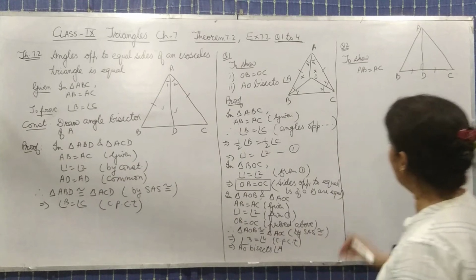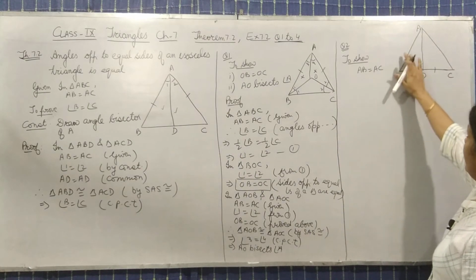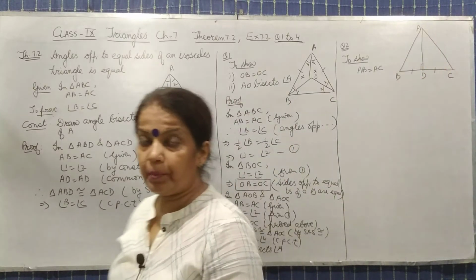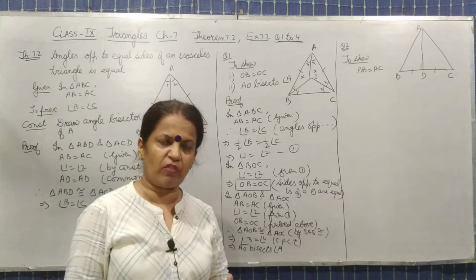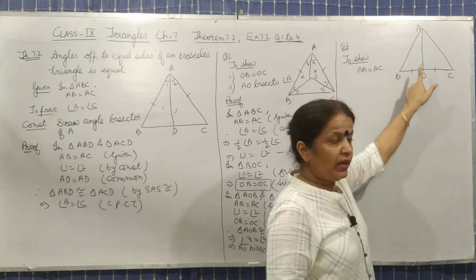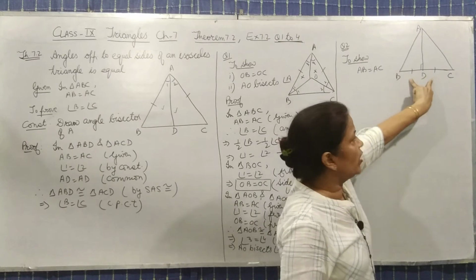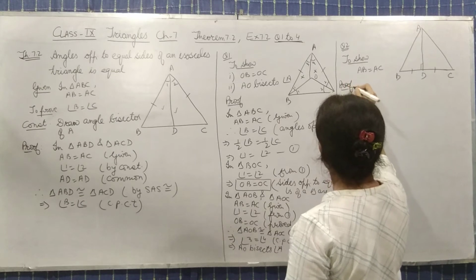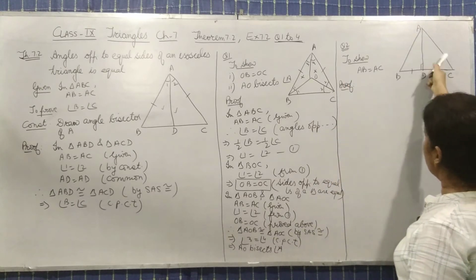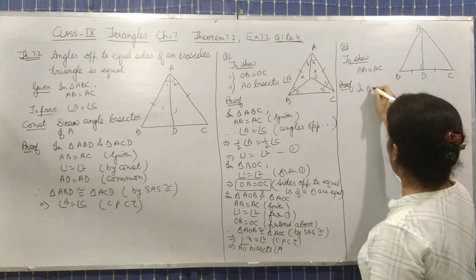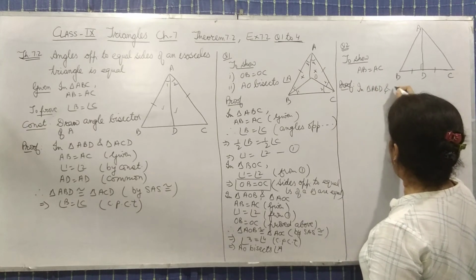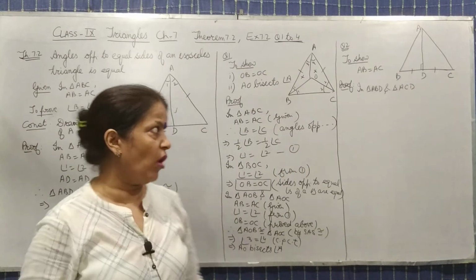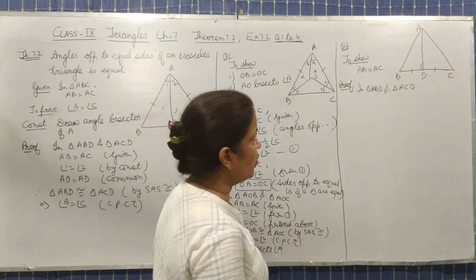Question 2. In question 2, we have to prove AB equal AC and AD is the perpendicular bisector. Perpendicular as well as bisector of BC. So perpendicular means 90 degree and bisector of BC means 2 equal parts. Now we will prove it. Take these two triangles and prove it congruent. In triangle ABD and triangle ACD, again we will prove it congruent.